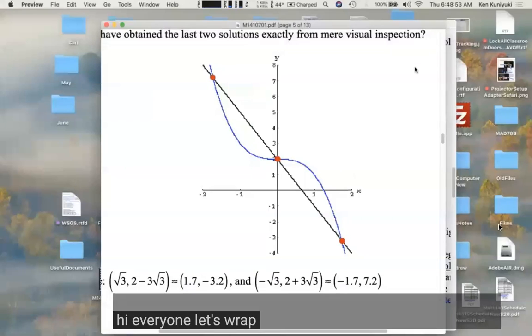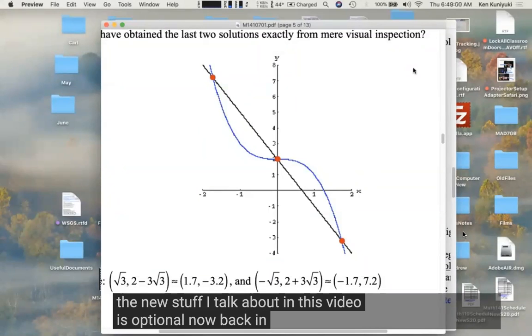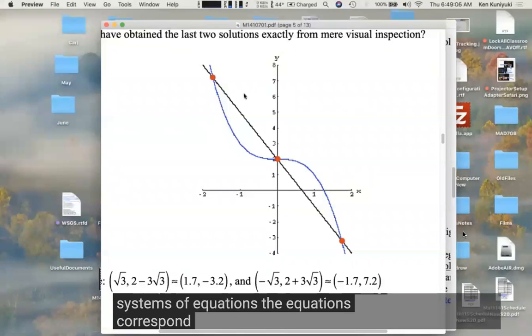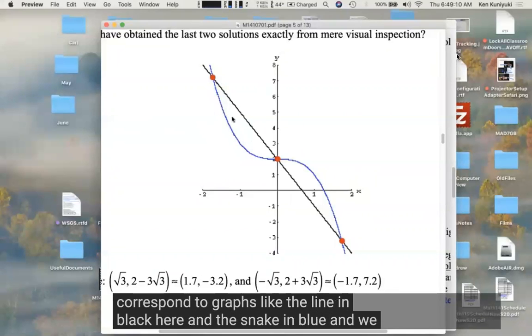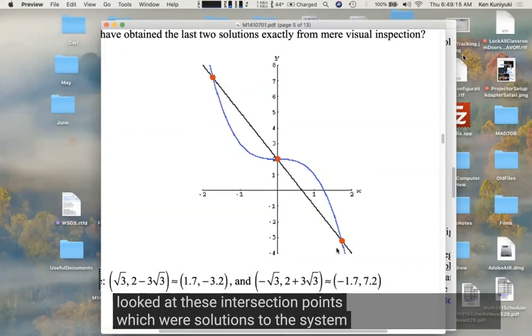Hi, everyone. Let's wrap up chapter 7. The new stuff I talk about in this video is optional. Back in the early parts of chapter 7, we talked about solving systems of equations. The equations correspond to graphs, like the line in black here and the snake in blue. And we looked at these intersection points, which were solutions to the system.